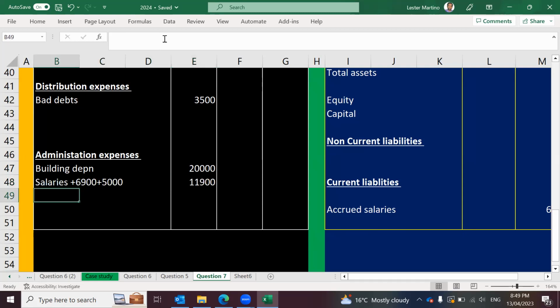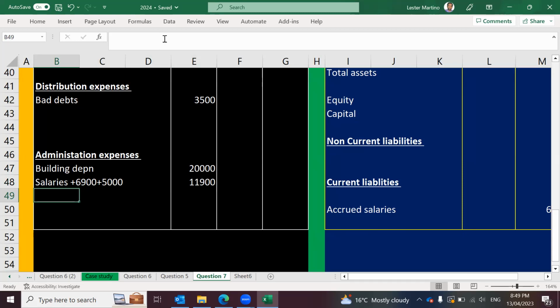11,900. Is that part clear? So for the closing stocks, what we did, we deduct from the profit or loss statement, that is basically the trading account. So you minus closing stocks and you record it in the statement of financial position under current assets.